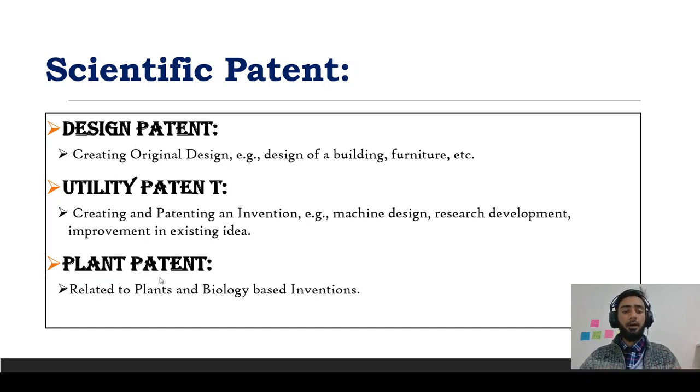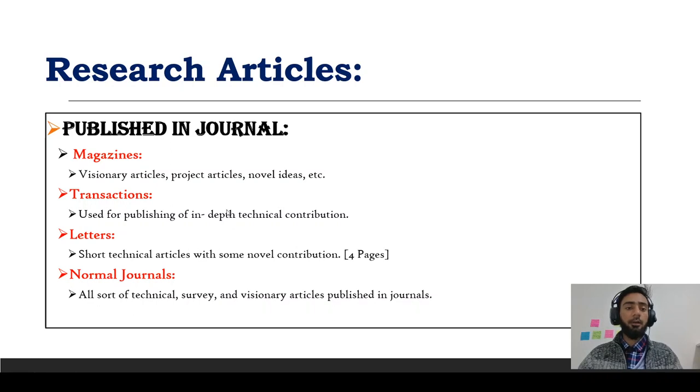And the third one are the plant patents. They are related to biology, plants, and similar inventions. The next one is research articles. Research articles are the most prominent research category whenever you are going towards some sort of scientific contribution.